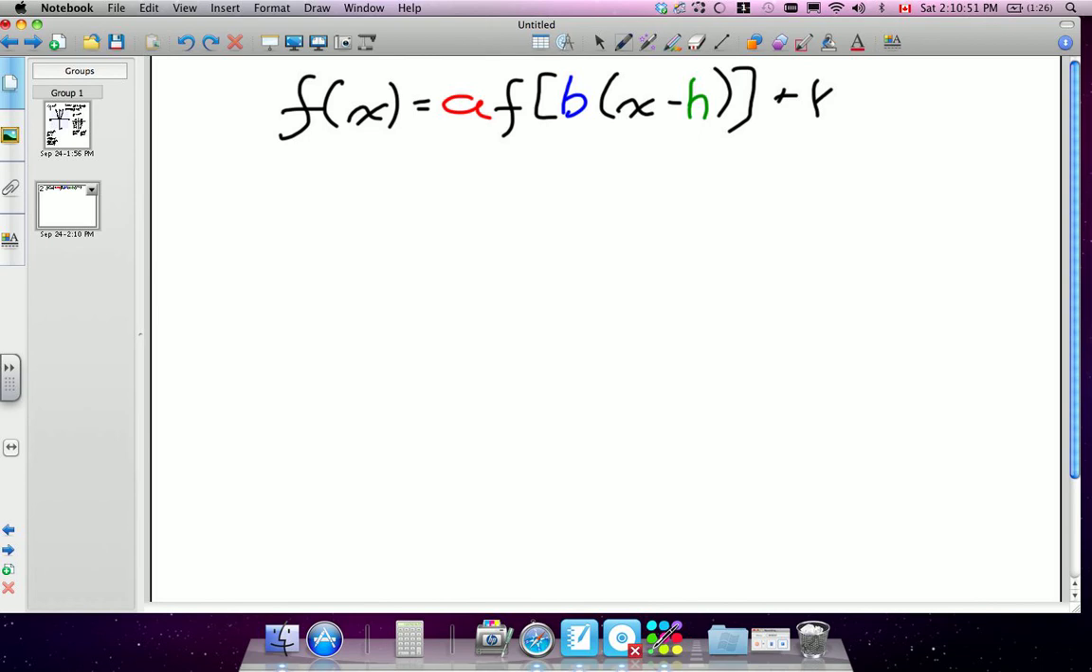So what you're going to find out, actually, let's color code them so that you know which way to go with which. K we'll do in red, and H we'll do in blue. Okay. Now, A deals with stretching and compressing. Okay. So if A is greater than 1, you're going to have what's called a vertical stretch. Okay? So if this A here has a number that's greater than 1, that means we're going to vertically stretch the graph, whatever it is.